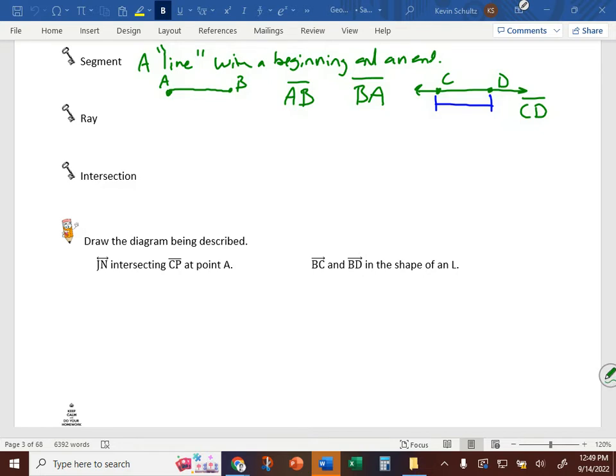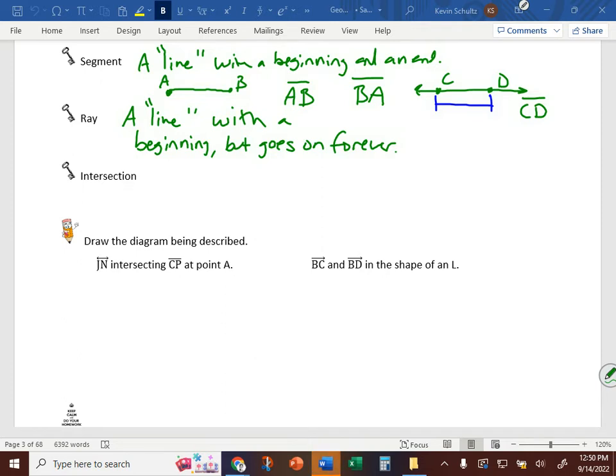All right, segments. What's a ray? What is a ray? Yes. Is it a line with the beginning but no end? Okay, so it's another quote-unquote line. It's not a line, but it has some similar properties. A line with a beginning but goes on forever. It's kind of tough to think about a contextual real-life ray.